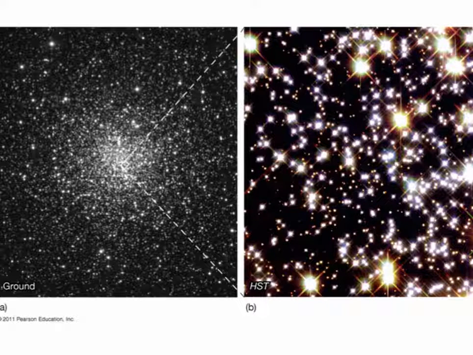So on the left is a picture of a globular cluster taken from the ground. On the right is the center of the globular cluster looking with the Hubble telescope, and you can see we've got faint stars, we've got bright stars, we've got red stars, we've got blue stars, we've got a whole bunch of stars here. Does what we see in this Hubble telescope picture match our predictions?